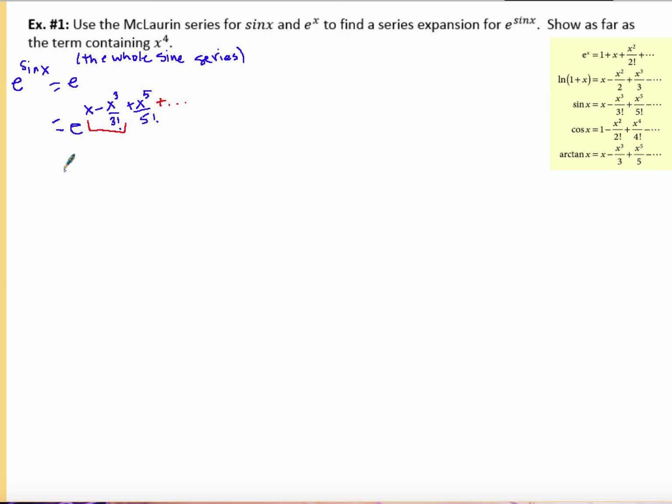Now, using exponent rules, I can actually simplify this. Let me tidy it up a bit. e to the power of x minus x cubed divided by 3 factorial is really e to the x times e to the power of negative x cubed divided by 3 factorial. This is from our exponent rules: when we are multiplying two terms with the same base but different powers, you can add the exponents together, and that's what's happened up here. So we're just going backwards.